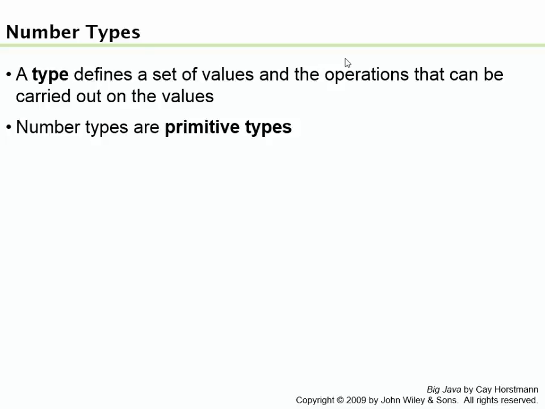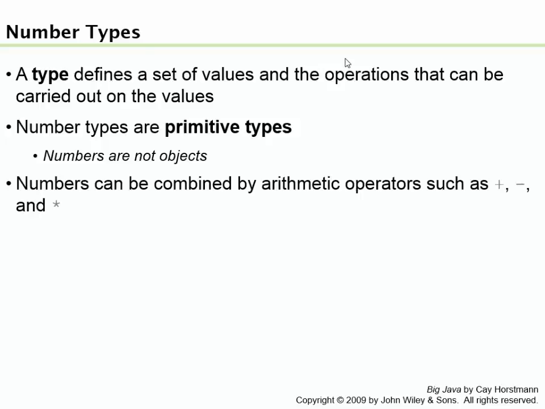You hear Java teachers say everything in Java is an object, and that's not true. There's a few things that aren't, and this is one of those things. It's called a primitive type. So numbers are not objects, like int and double. Strings are objects, but numbers like that are not objects.